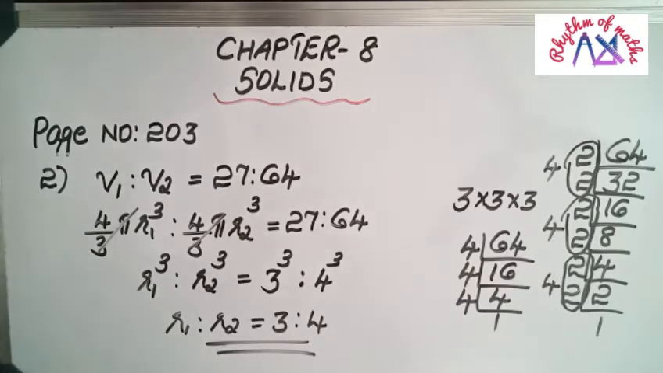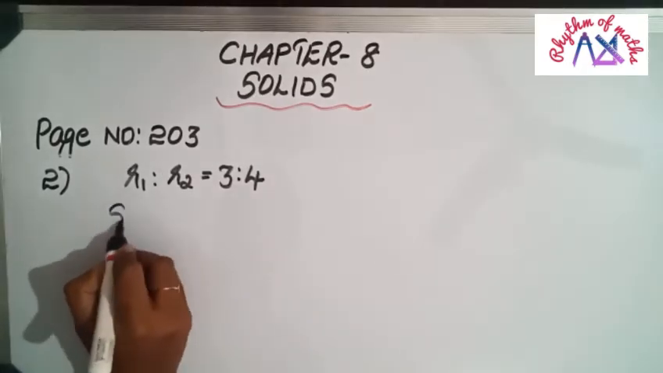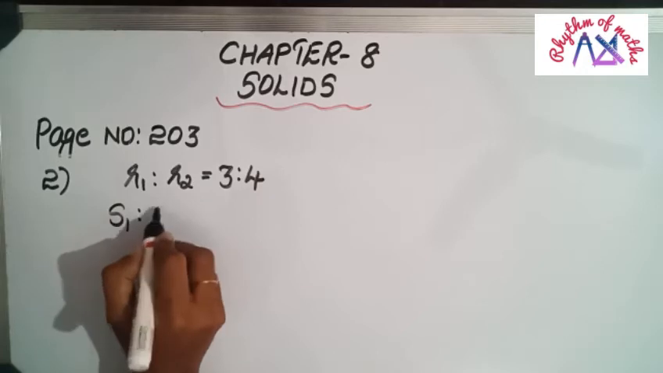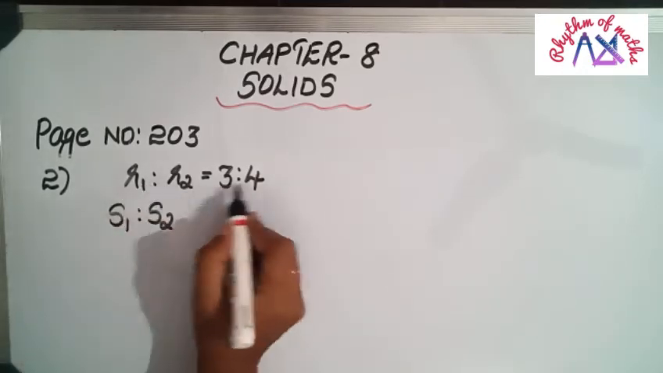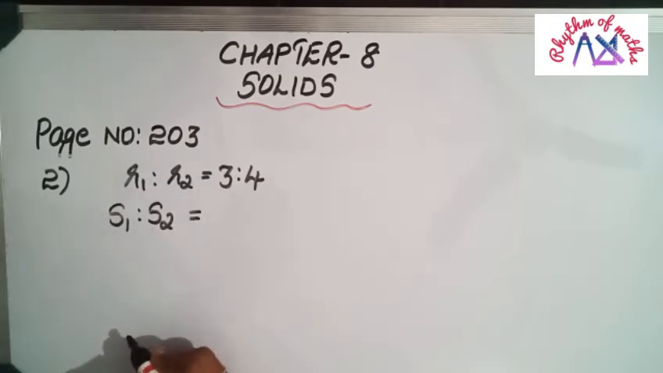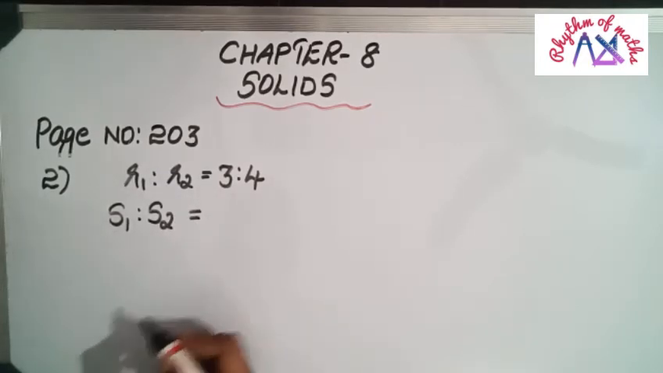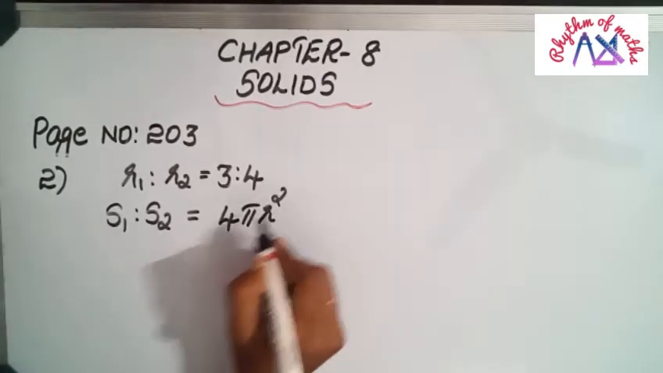Next is the surface area ratio. Surface area we can mark as S1 and S2, first surface area and second surface area. S1 is to S2. R1 is to R2 we got 3 is to 4. Now let's apply the equation. What is the equation? Surface area of sphere. That is 4 pi r square. This is the first one.